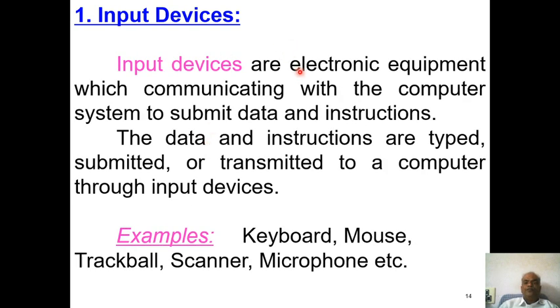Input devices are electronic equipment. That means these are the electronic devices which communicate with the computer system to submit data or instructions. The user gives the data through the input devices. Here the data and instructions are typed, submitted, and transmitted to a computer system through the input devices. All these input devices are connected to the CPU.